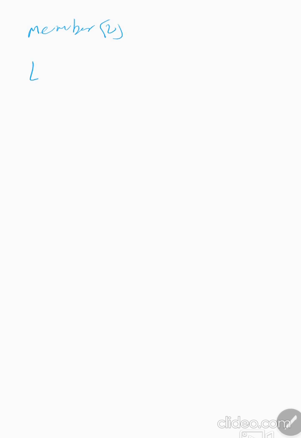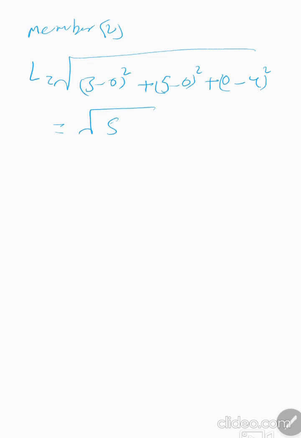Same way, find the value of L. So the value of L will be the square root of (3 minus 0) squared plus (5 minus 0) squared plus (0 minus 4) squared, equal to 50.